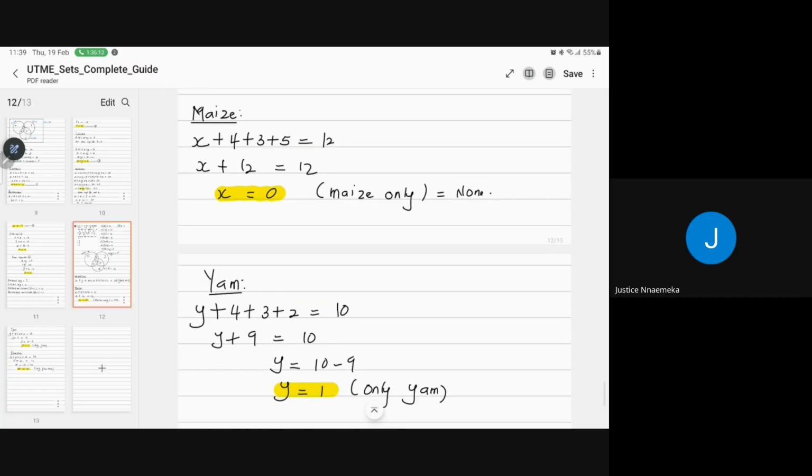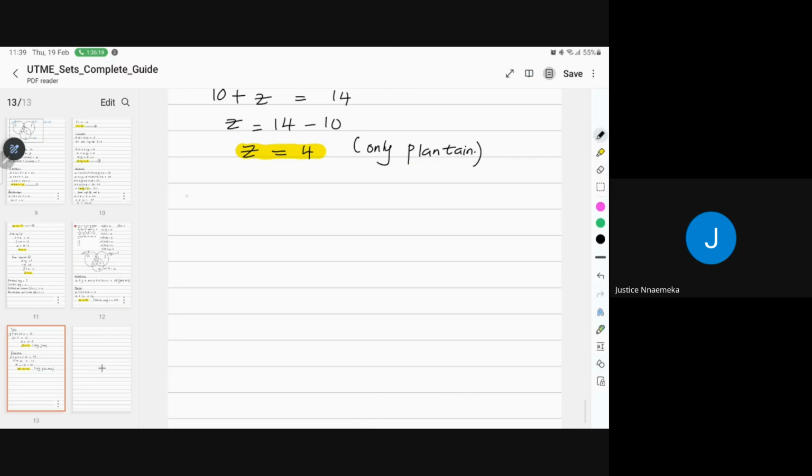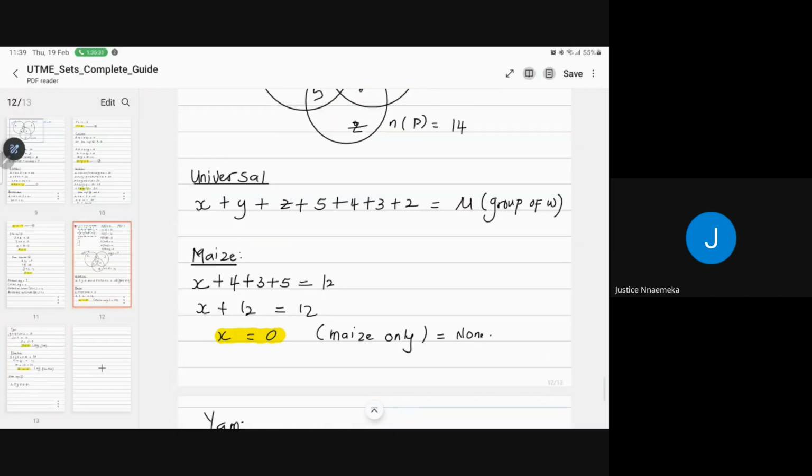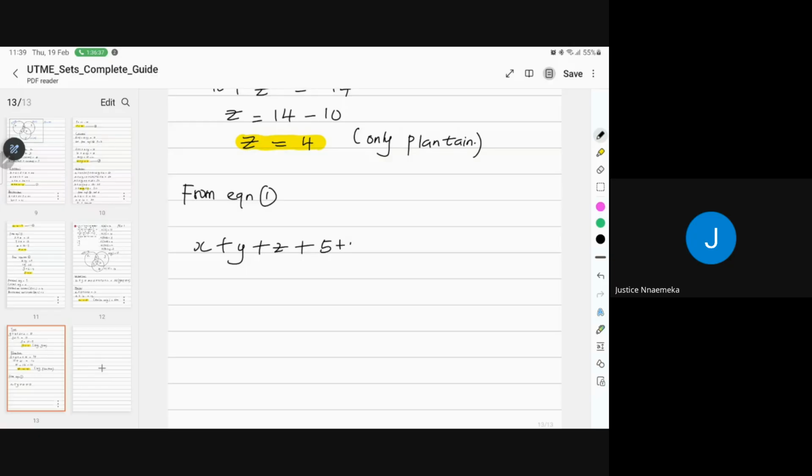All right. So that said, you will see that we can now complete this: X plus Y plus Z. So from equation 1, we said X plus Y plus Z plus 5 plus 4 plus 3 plus 2 equals the universal set U. This is 0 plus 1 plus 4 plus 5 plus 4 plus 3 plus 2 equals universal. 1 plus 4 is 5, 5 plus 5 is 10, 10 plus 4 is 14, 14 plus 5 is 19. So U is equal to 19.